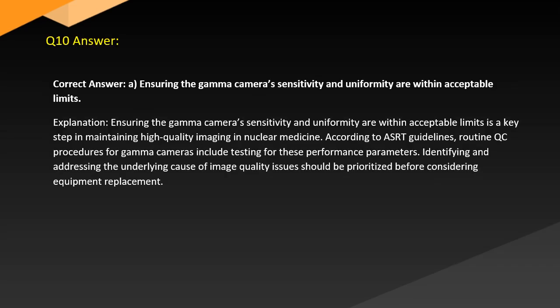Answer. Correct answer: A. Ensuring the gamma camera sensitivity and uniformity are within acceptable limits. Explanation. Ensuring the gamma camera sensitivity and uniformity are within acceptable limits is a key step in maintaining high-quality imaging in nuclear medicine. According to ASRT guidelines, routine QC procedures for gamma cameras include testing for these performance parameters. Identifying and addressing the underlying cause of image quality issues should be prioritized before considering equipment replacement.